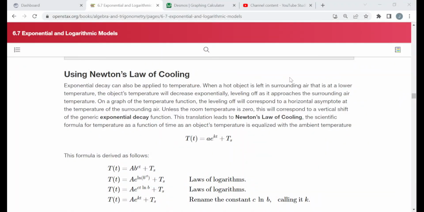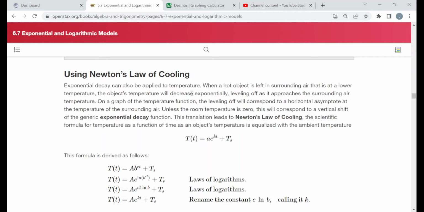Hello everyone. The title of this video is Using Newton's Law of Cooling. In this video, I'm going to be doing examples that are taken directly from a free online textbook at openstax.org. I'm in their Algebra and Trigonometry text, section 6.7, called Exponential and Logarithmic Models, under the heading Using Newton's Law of Cooling.